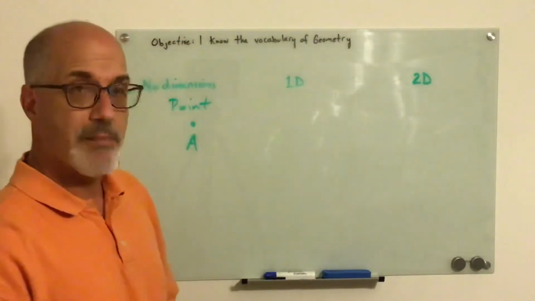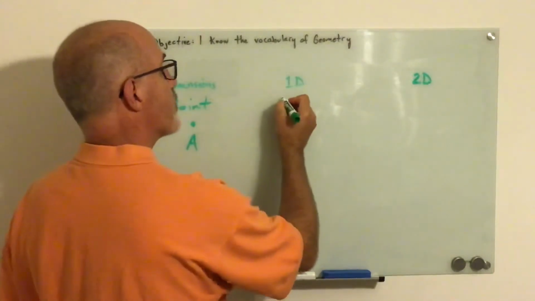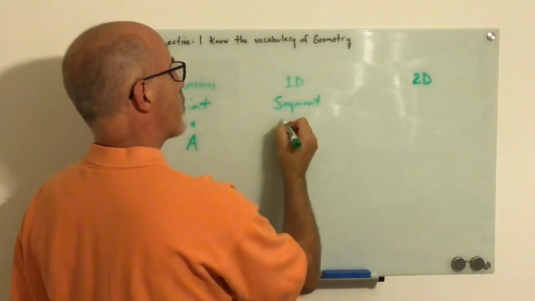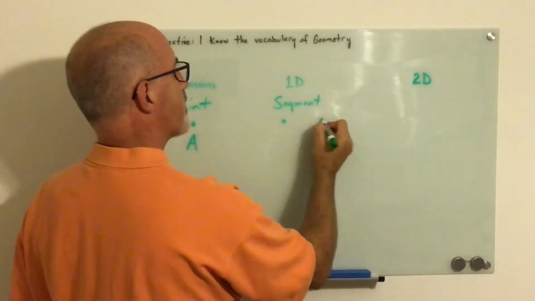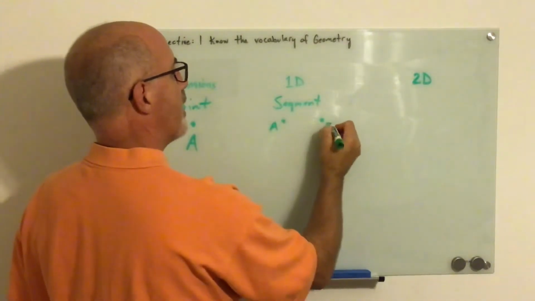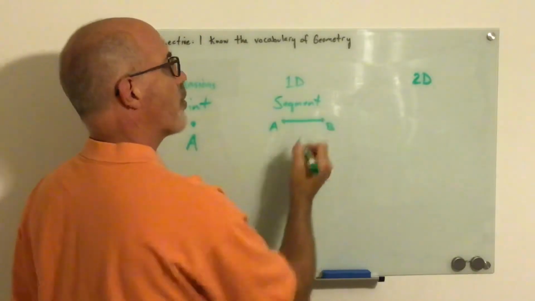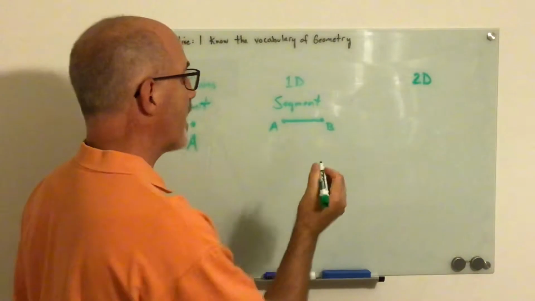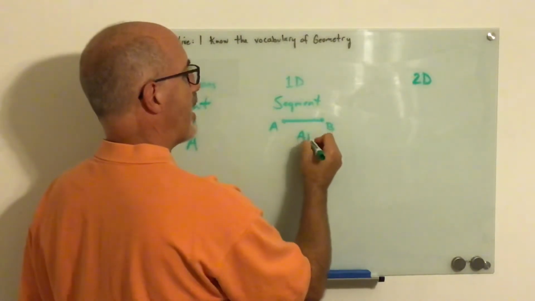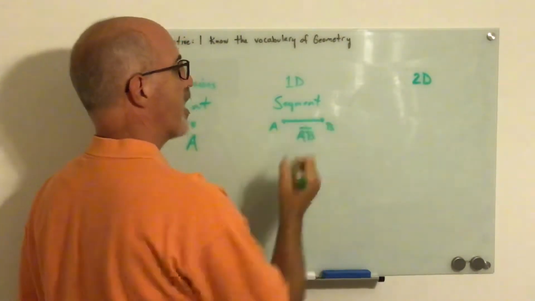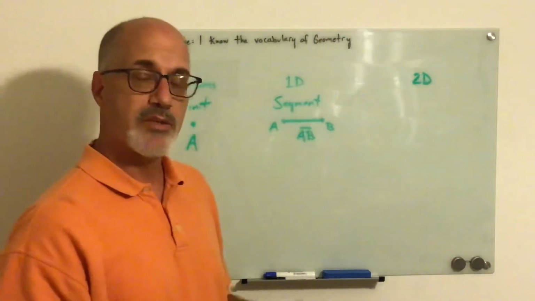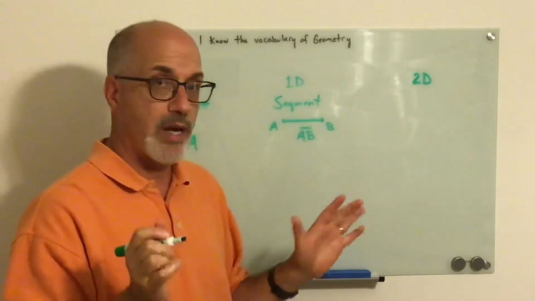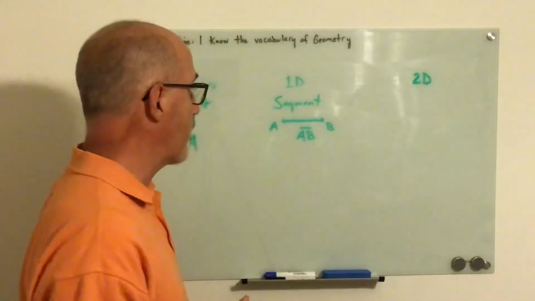When we go to 1 dimension, I'm going to first of all talk about a segment. A segment is where you take 2 points, so A and B, and you connect them with all the infinite number of points that are in between them. We label that with A, B, and just a segment right above it. So it kind of makes sense because it looks like a segment above A and B, but no arrows on it. It just is a segment.